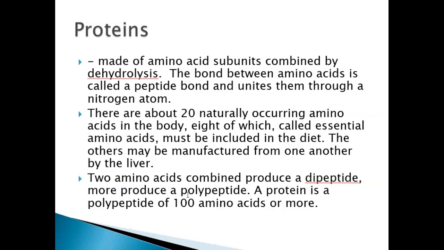You and I can make some, but we have to ingest the others. So we have some that are natural in us, and we have others that are essential, which means we have to take them in our diet. And also, your body can take these single amino acids and put them together to make a dipeptide, and then a polypeptide, in a dehydration synthesis and such. So you go from a mono to a di to a polypeptide, up to proteins.